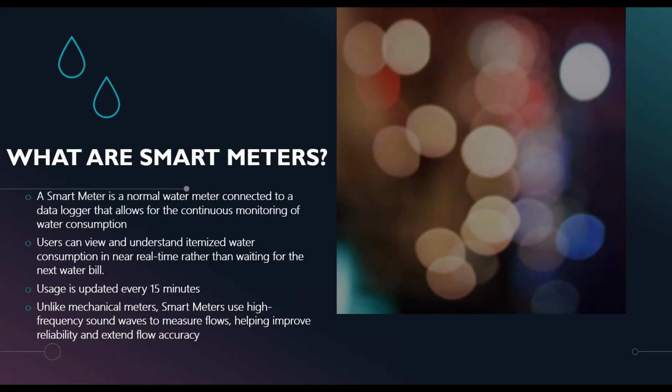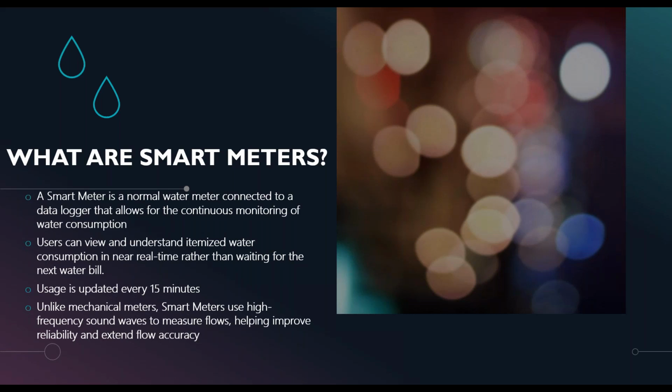So what are smart meters? Smart meters are normal water meters. They're connected to a data logger that allows for the continuous monitoring of water consumption. It will report daily all your water usage for that particular day. Users can view it, understand it, itemize consumption in near real time rather than waiting for the next water bill. So you can see it ahead of time. You know what your water bill is going to be when you get it. You can track that usage. It does upload every 15 minutes.